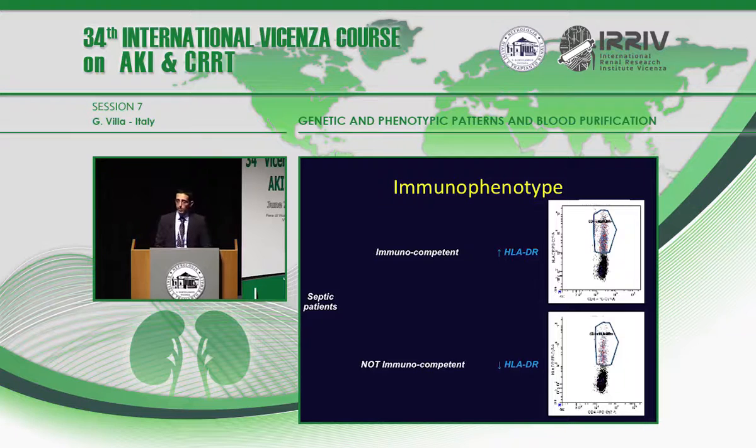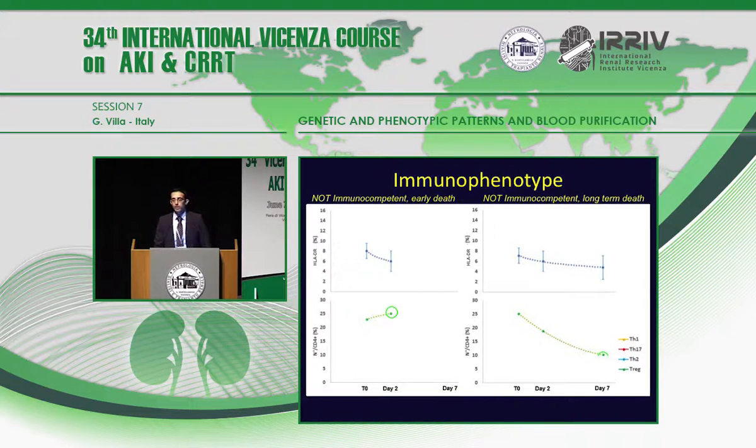These are two examples, and what we observe, for example, this is an immunocompetent, this is the group of not immunocompetent patients, which has very low levels of HLA-DR and very high levels of the lymphocyte which is anergic, with respect to the pro-inflammatory lymphocyte subpopulation. These patients are not able to efficiently respond to the infection and they die of anergy.